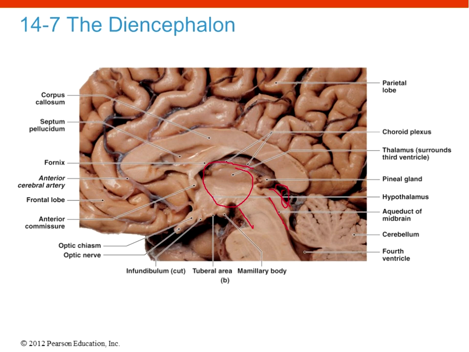Right here you can see the corpora quadrigemina. Over here there's the cerebral aqueduct. Substantia nigra are going to be in this region here. Here is the pons. You can see there's the cerebellum, so you get your bearings, so to speak.